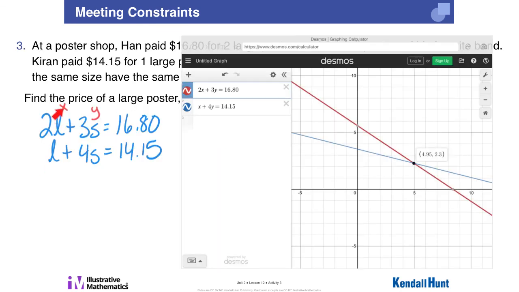In this one, I used X for my L and Y for my S when I graphed it in Desmos, and the point where they cross is right here. Now what this means is that a large poster costs $4.95 and a small poster costs $2.30.